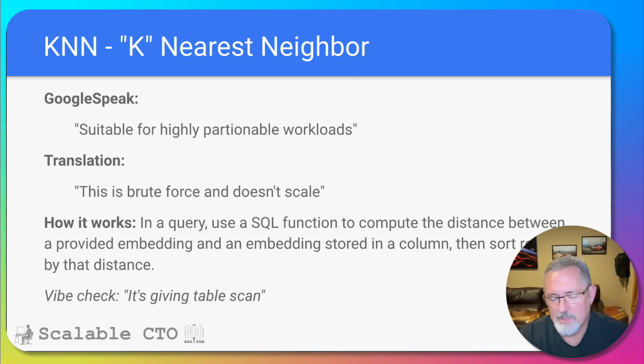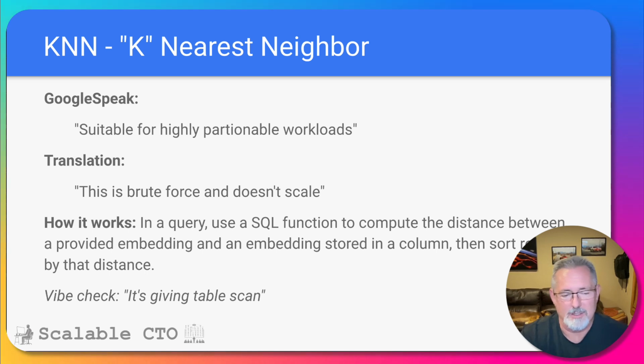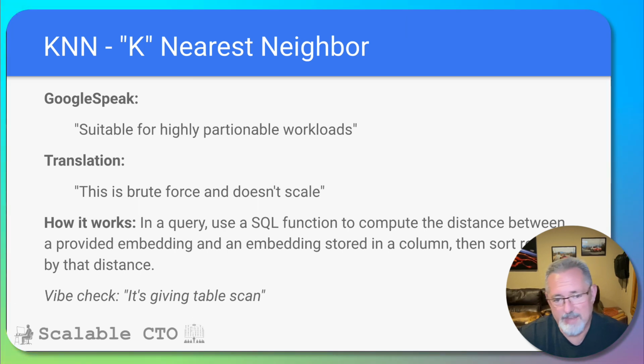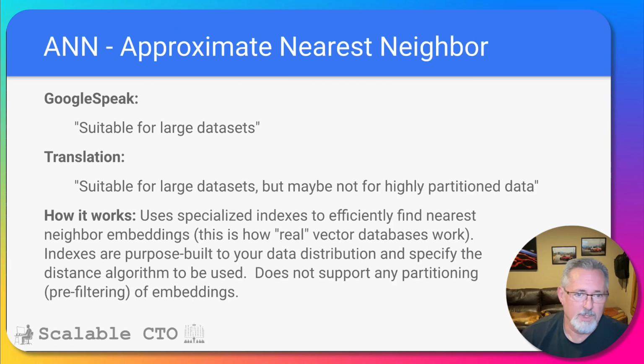Another way to say that might be that you have to have a highly selective query that you're going to compute the distance based on. So essentially, in a query, it uses a SQL function to compute the distance between a provided embedding and the embedding stored in a column for every row that qualifies, and it sorts the results by the distance. So it's basically a table scan. Now, Spanner's fast. It's fast at doing table scans, and it's fast at doing math, and it's fast at calling functions. So it might be pretty reasonable. This might be a decent solution depending on a bunch of factors, which I'll talk about. But it's basically brute force.